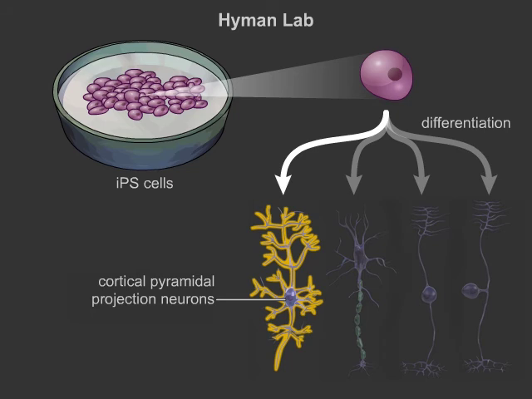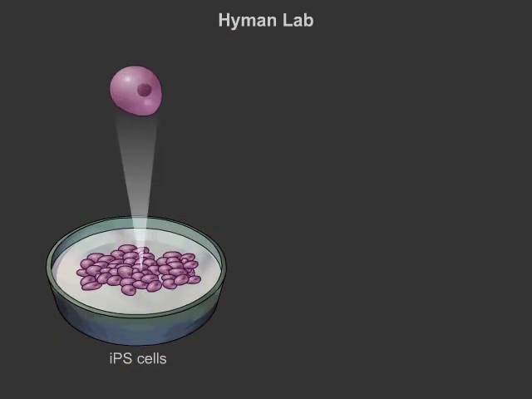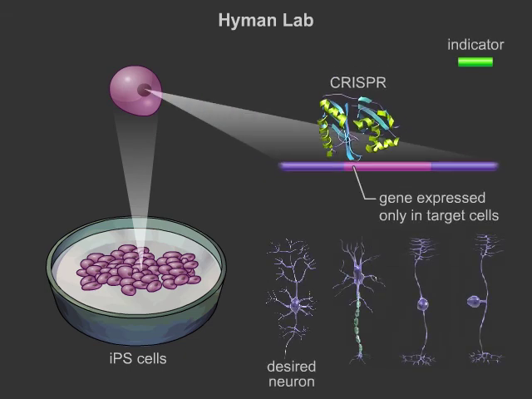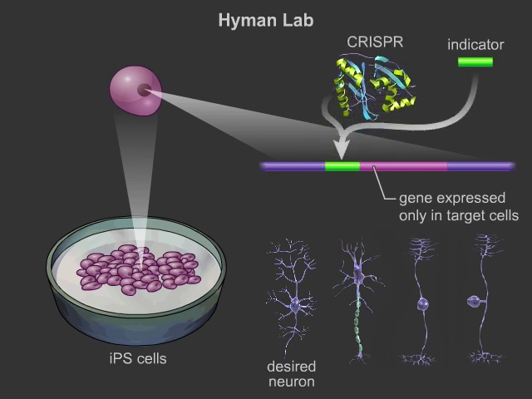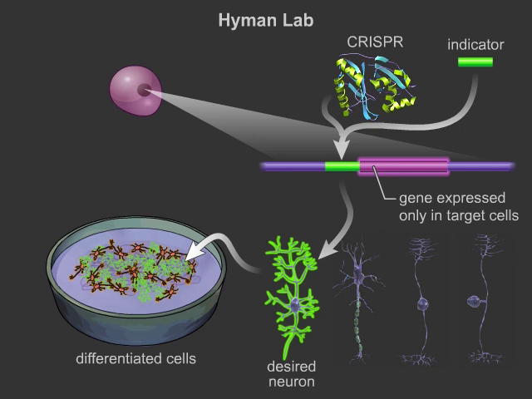This isn't easy. We aren't guaranteed to get the correct neuron from differentiating iPSCs. Through a lot of work, protocols have been developed that are meant to maximize the production of the correct neurons. But how do we know if our protocols work? What we can do is, using CRISPR, put an indicator into our iPSCs. If we put the indicator next to a gene that only our desired neurons express, we can detect when it is expressed, letting us know if our protocol succeeded.